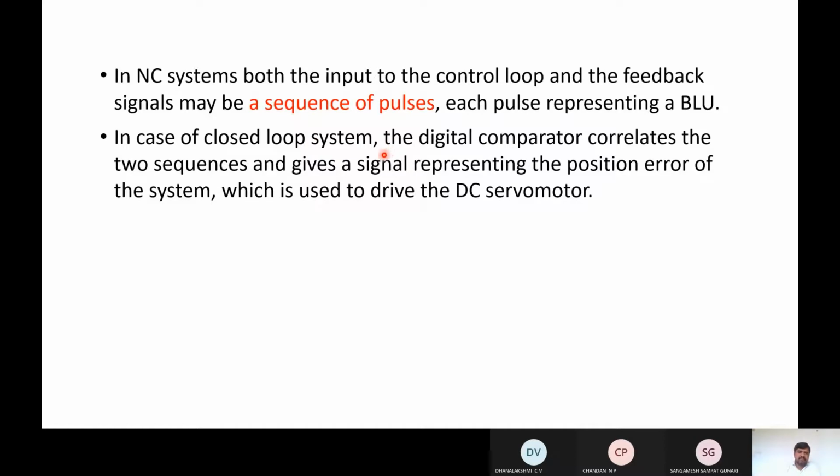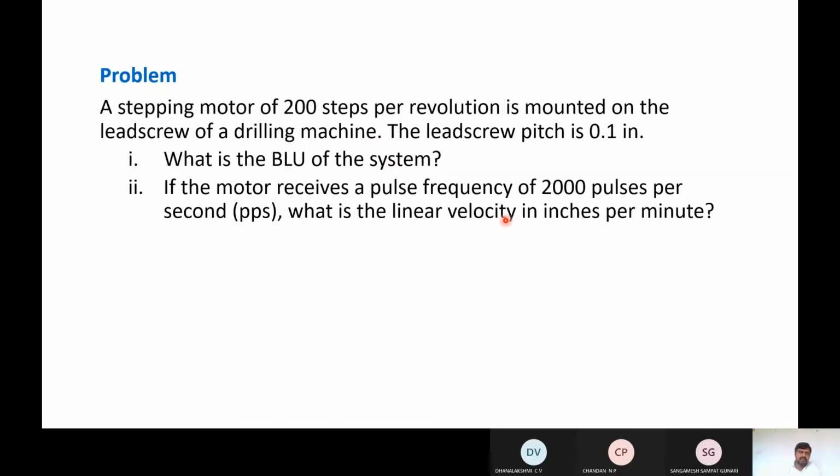In case of closed loop system, the digital comparator correlates the two sequences and gives a signal representing the position error of the system, which is used to drive the DC servo motor. Next, consider a problem. It is the application of concepts which we discussed in the previous class and this class.